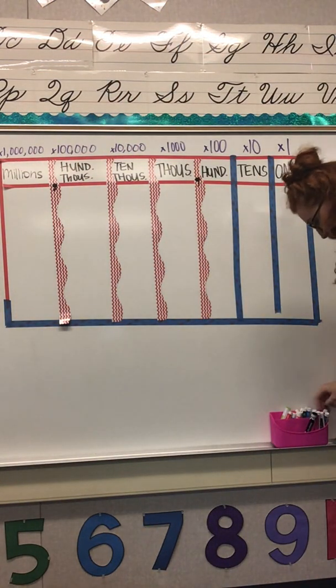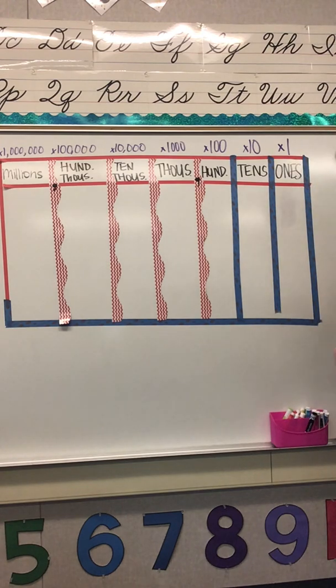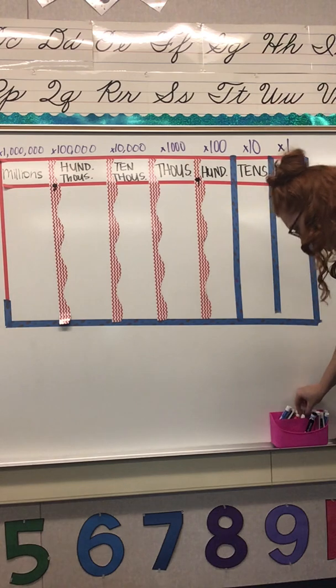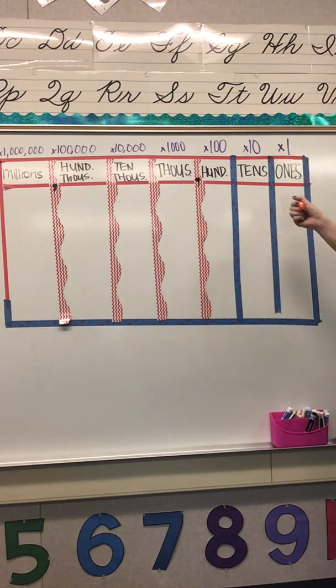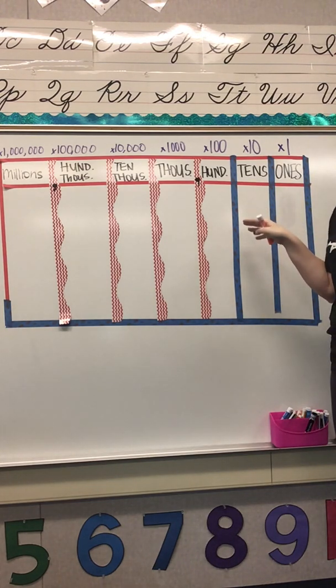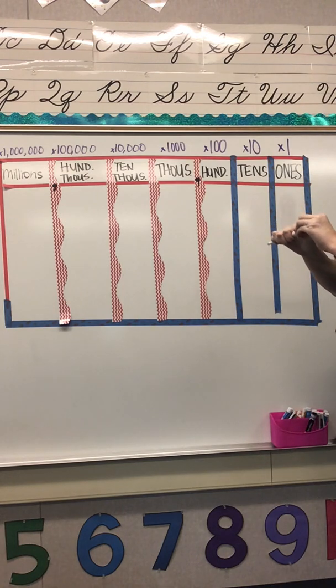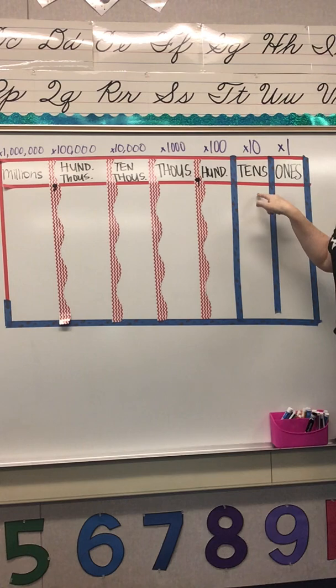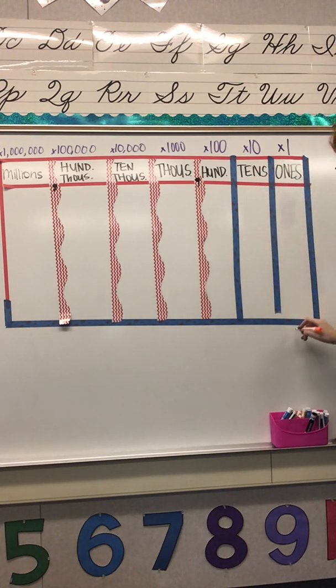Now there's something that I remember stumped us a little bit when we were working on it at the beginning of the year. Okay, so each time that we move to the left, the value of that place changes. So if the value of the ones place is the digit times 1, and then we go to the tens place and the value of that digit is the digit times 10, that means every time that we move to the left, it's multiplied by 10.